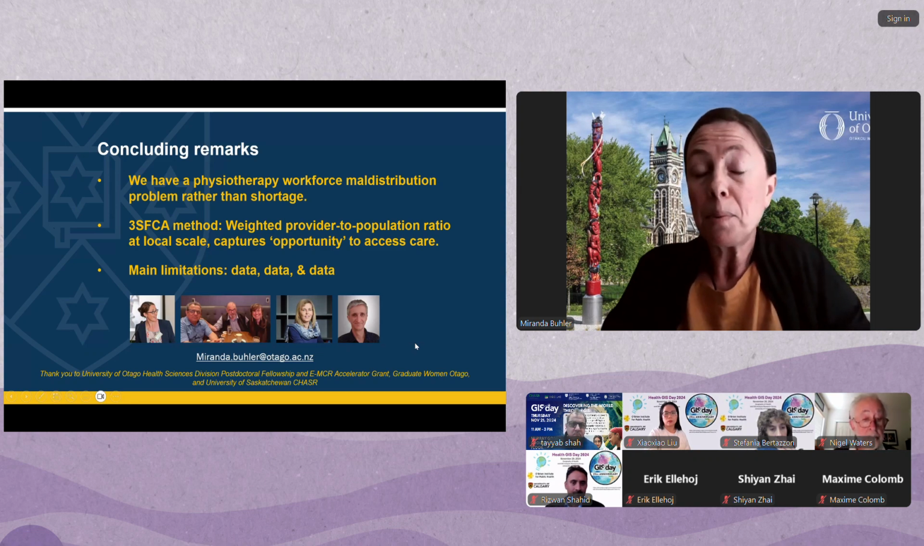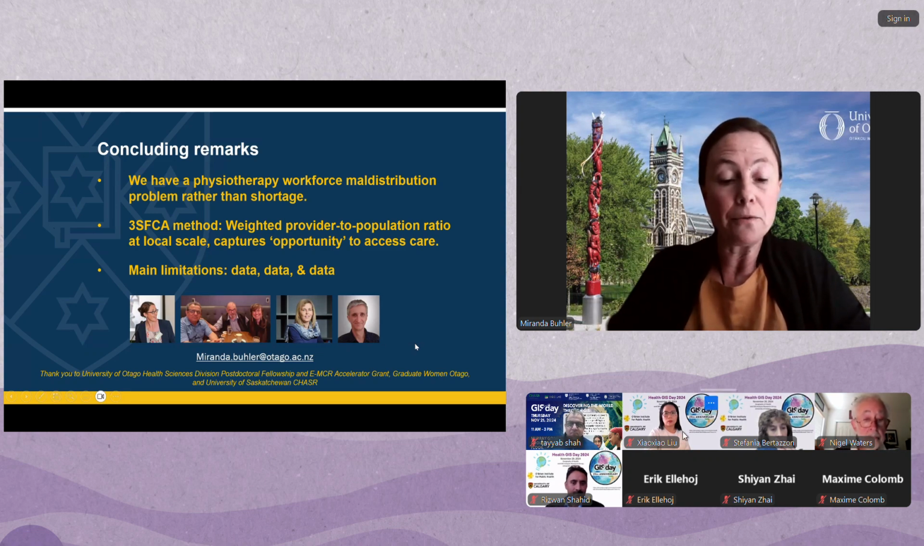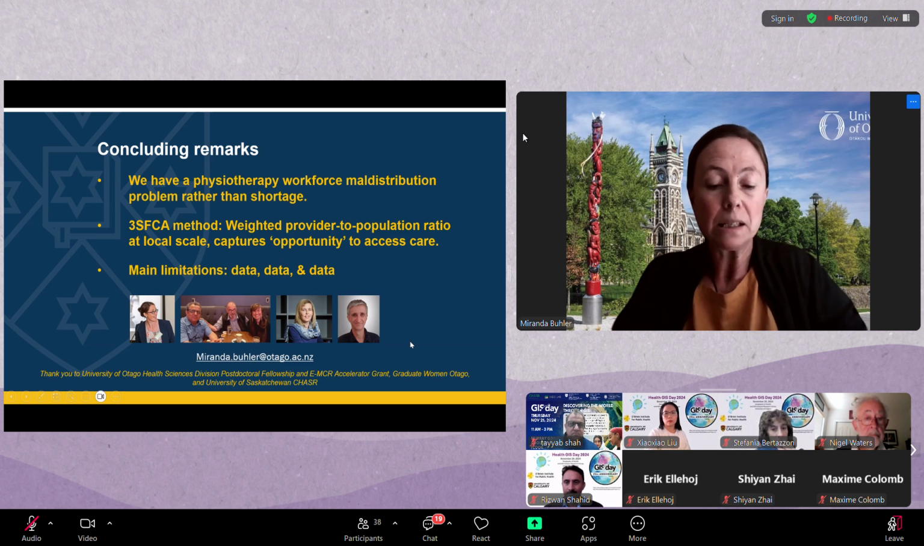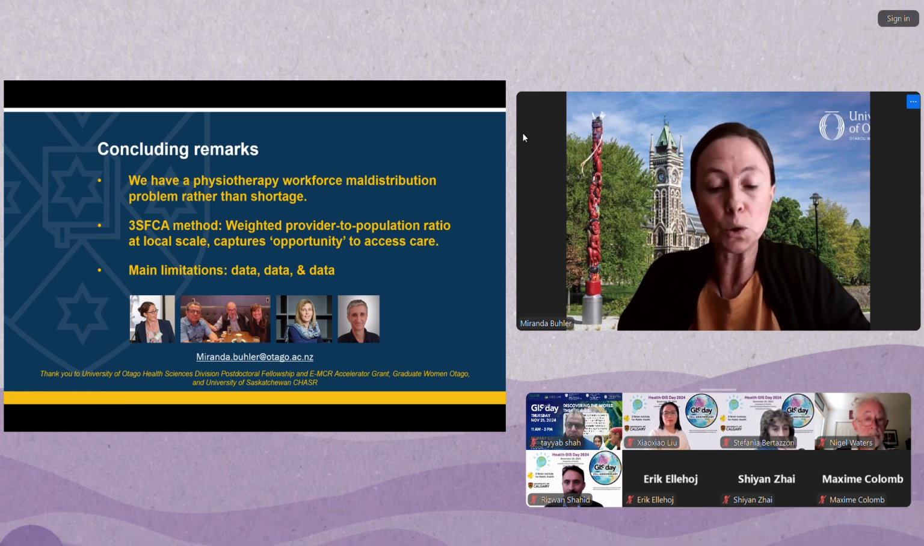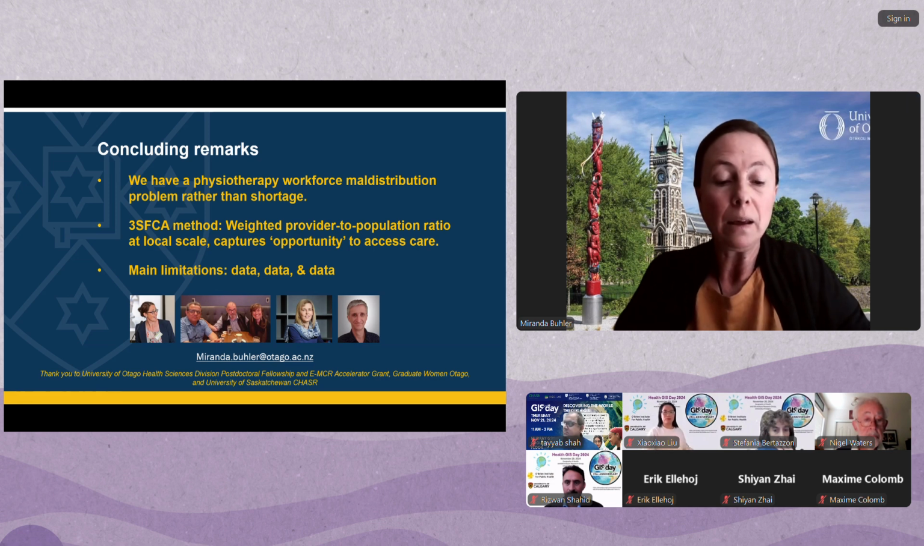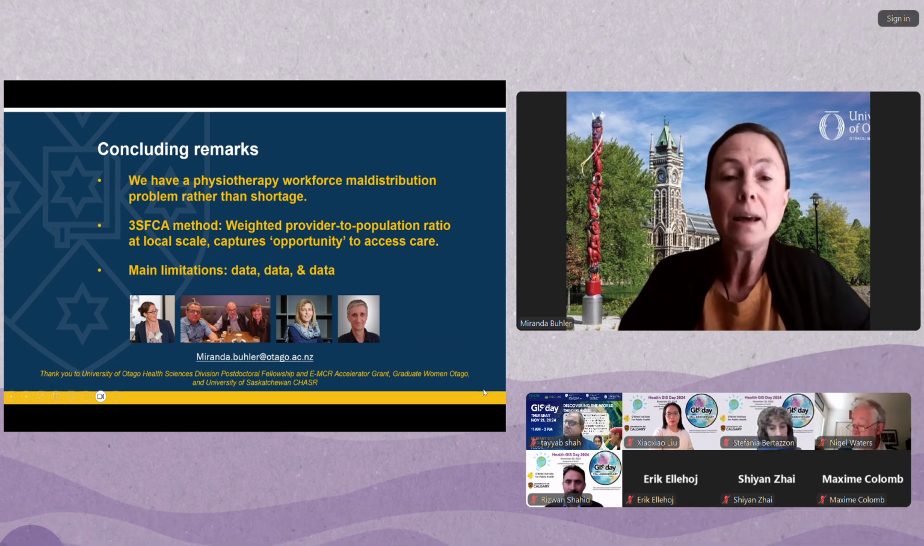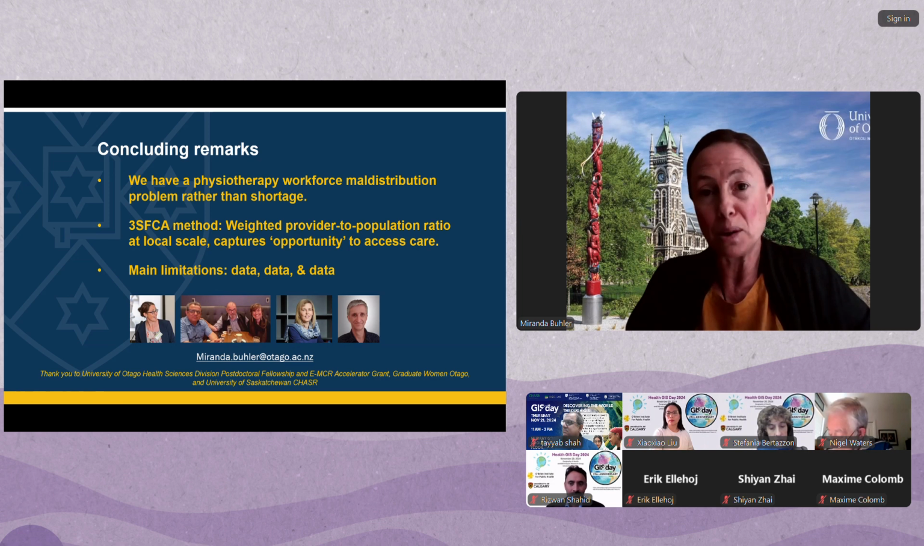So in conclusion, our problem in New Zealand is really one of physiotherapy workforce maldistribution rather than shortage. And this begs a different response than if workforce shortage was the main problem. In New Zealand, the majority of physiotherapists work in private fee-for-service models, so market forces play a major role in where they're located. At least the three-step floating catchment area method provides us with a way to conceptualise what the problem looks like and where health workforce interventions need to be targeted.